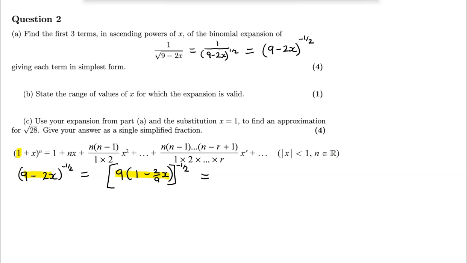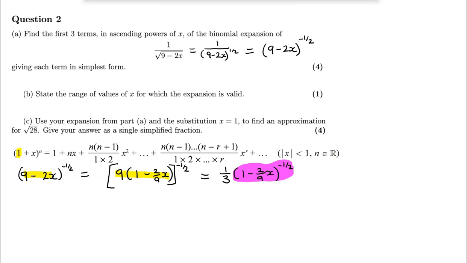So if I do 9 to the power of negative a half, that's going to be 1 over 3, and then I'm timesing that by 1 minus 2 over 9x to the power of negative a half. So what I can do now is use the binomial expansion on this bit here, but I then just need to times everything by a third at the end.